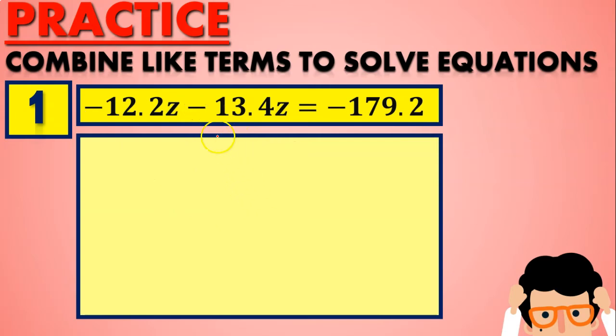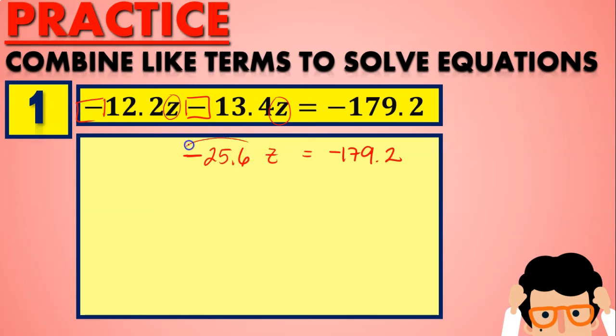Another way you can think of this problem is remembering that apples are added with apples, right? So in this case, whatever has letters has to be added with that same letter. So in this case, we have z. So then we are going to add 12.2 and 13.4 because they have the same sign. So that's going to be 25.6. And then because they are both negative, we have to add the negative at the beginning. And then that's going to be equal to minus 179.2.